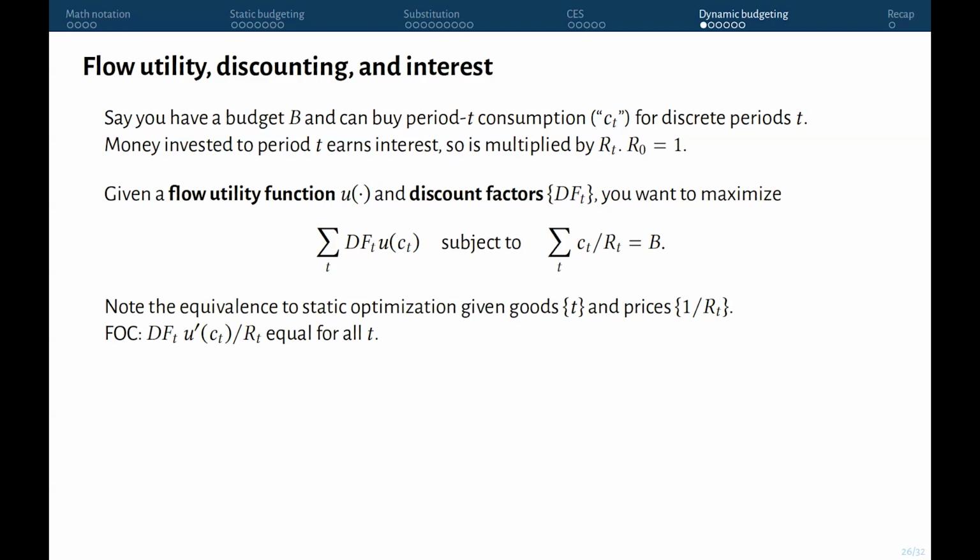What's the cost of consumption in period T? Well, money that you invest to period T earns interest. It's multiplied by R_T. If you spend it at time 0, you don't earn any interest, so you just get $1 per dollar. But R_T could be less than 1 if you earn negative interest, typically, hopefully, occasionally.